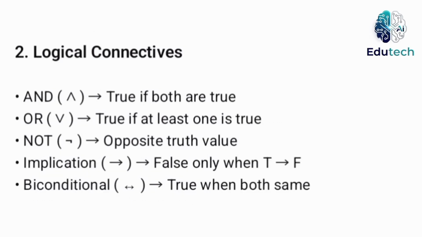Explain logical connectives. Logical connectives are symbols used to combine propositions. The main connectives are conjunction, disjunction, negation, implication, and biconditional. Conjunction is true only when both statements are true. Disjunction is true if at least one statement is true.